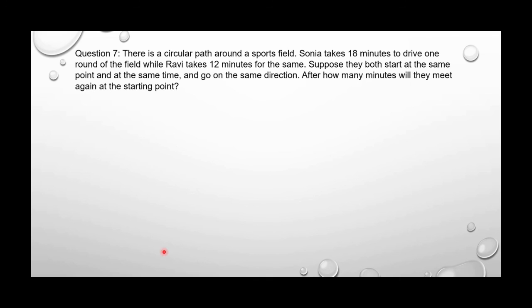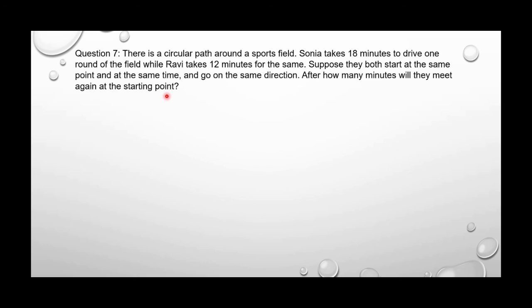Okay, now let us move on to the seventh question, where they have asked us: there is a circular path around the sports field. Sonia takes 18 minutes to drive one round of the field, while Ravi takes 12 minutes for the same. Suppose they both start at the same point and at the same time and go in the same direction. After how many minutes will they meet again at the starting point?